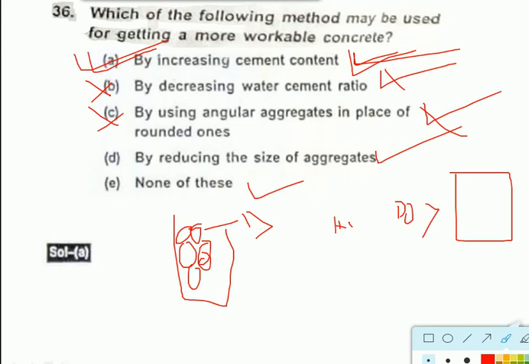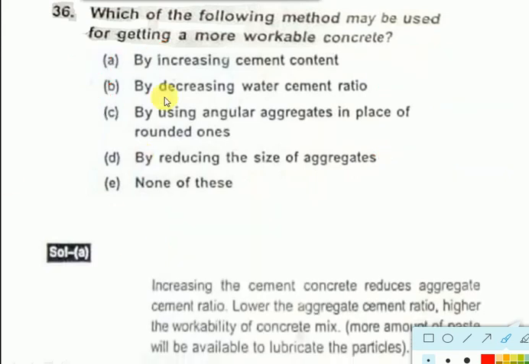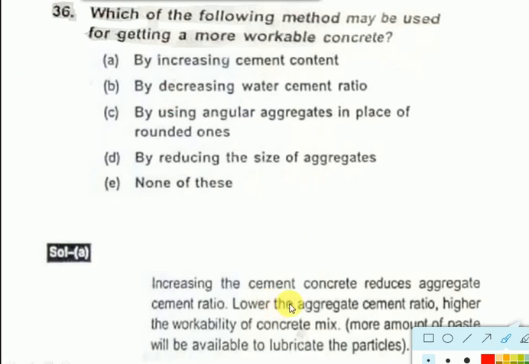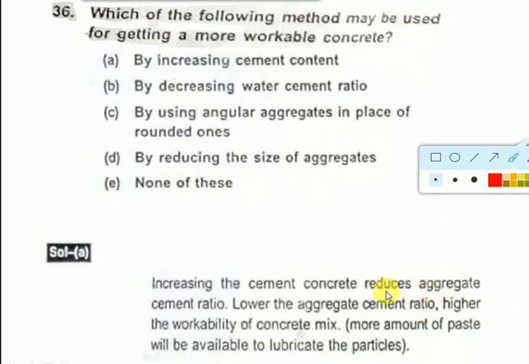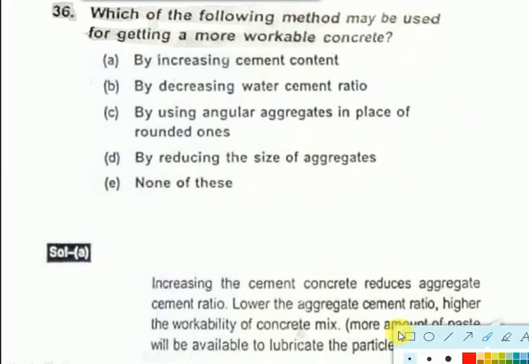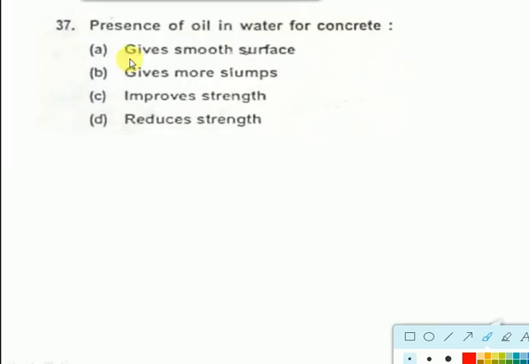Okay, one minute. There is an explanation at the bottom. Increasing the cement reduces the aggregate cement ratio. The lower the aggregate cement ratio, the higher the workability of the concrete mix, because more paste will be available to lubricate the particles. Just what I have explained to you. You have to remember these 2 points. Very important points. Next question.